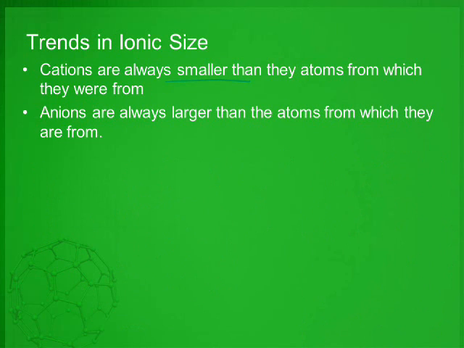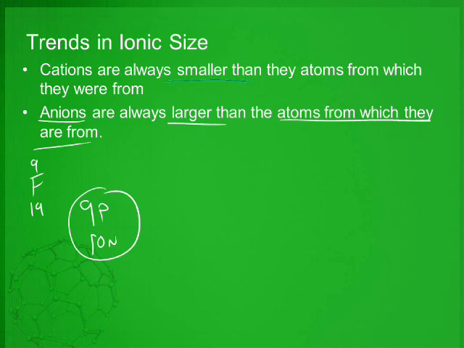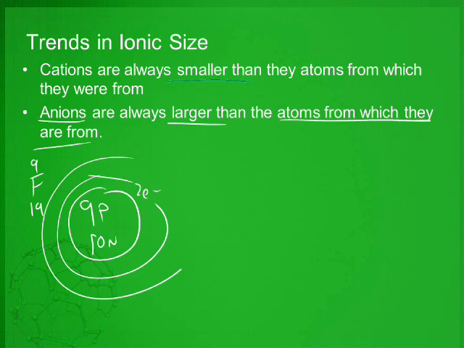Let's look at an anion. They're always larger than the atoms from which they came. Anions, remember, get extra electrons. They become more negative because of the extra electrons. So let's look at fluorine. Has 9 protons, 10 neutrons in its nucleus. 2 electrons here. 7 electrons there. It only needs 1 more to be happy.